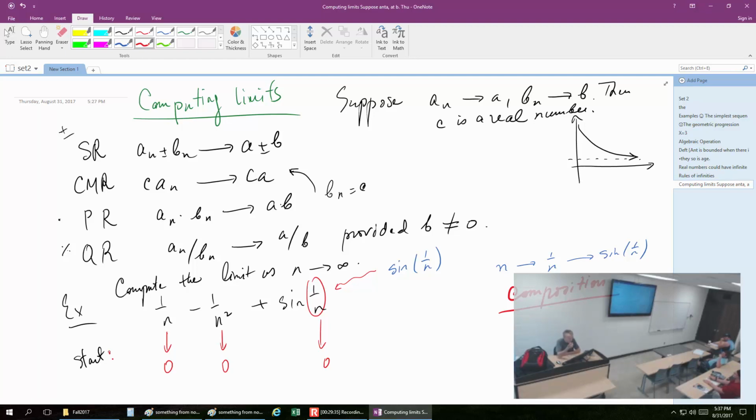But at this point, what do you think the answer is for the limit? So 1 over n goes to 0. What about sine 1 over n? I'm sorry, 1 over n, yes, goes to 0. Where does sine 1 over n go? Probably 0. Why? Graph real fast.